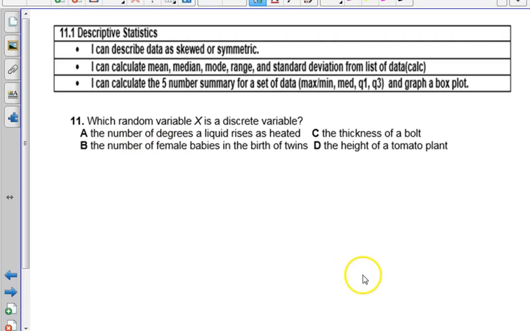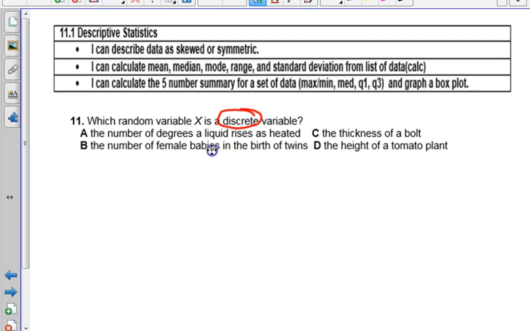Which of these is a discrete variable? I don't think this is actually on the quiz. Okay. Discrete variable means whole numbers only. The way I think of it, okay? Whole numbers only. Number of female babies born, right?